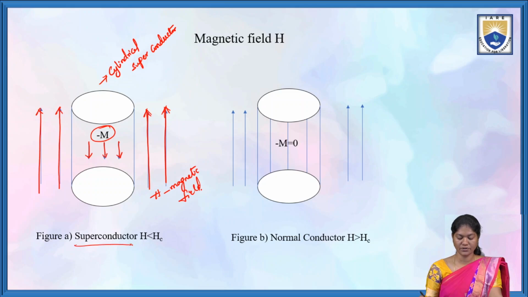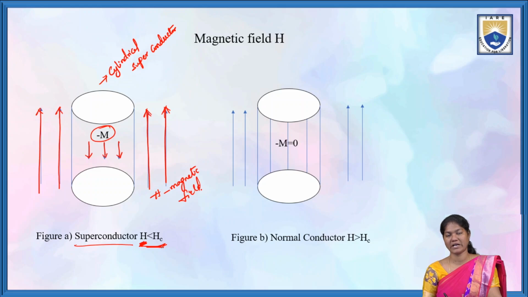This is the figure of the superconductor where H is less than Hc, that is, the applied magnetic field is less than the critical magnetic field. In this case, the superconductor does not allow the magnetic lines to pass through it, as its magnetization is acting oppositely to the applied magnetic field.